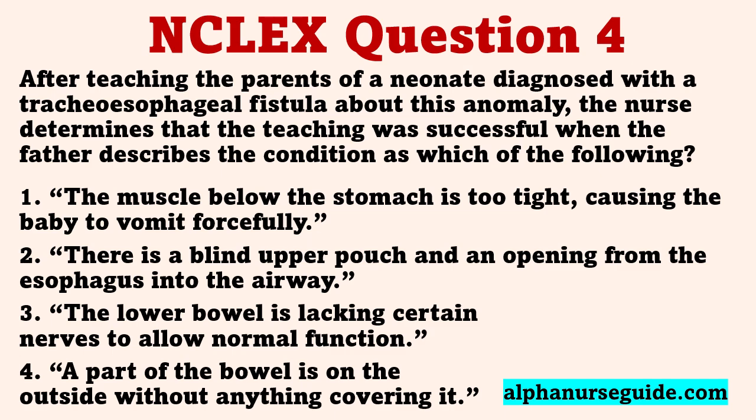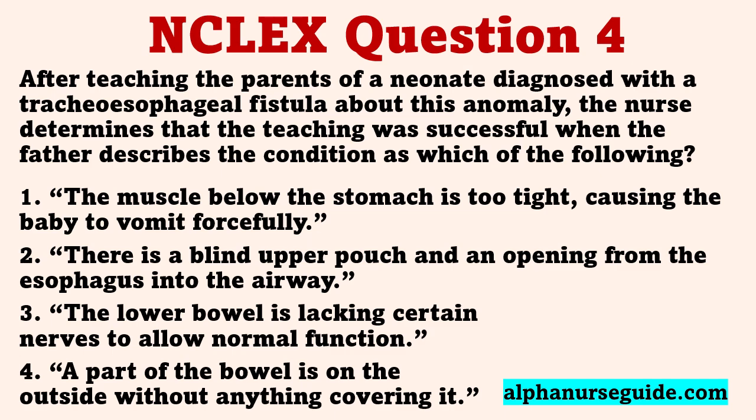After teaching the parents of a neonate diagnosed with a tracheoesophageal fistula about this anomaly, the nurse determines that the teaching was successful when the father describes a condition as which of the following? 1. The muscle below the stomach is too tight, causing the baby to vomit forcefully. 2. There's a blind upper pouch and an opening from the esophagus into the airway. 3. The lower bowel is lacking certain nerves to allow normal function. 4. A part of the bowel is on the outside without anything covering it. The correct answer is 2.